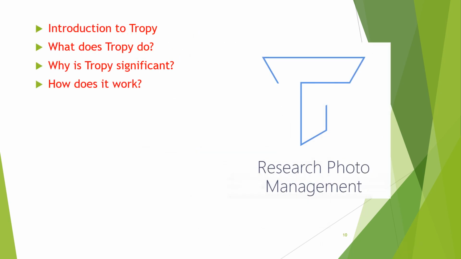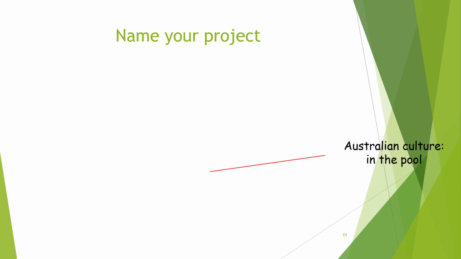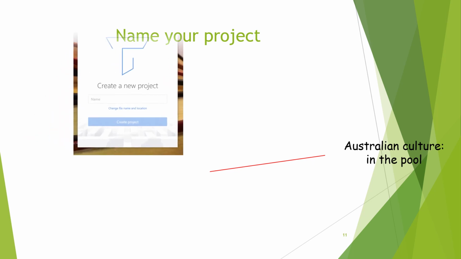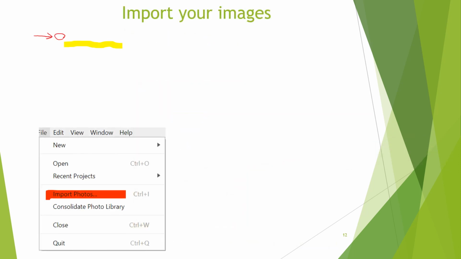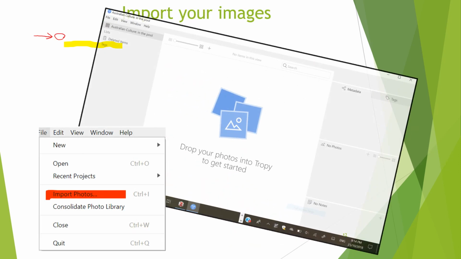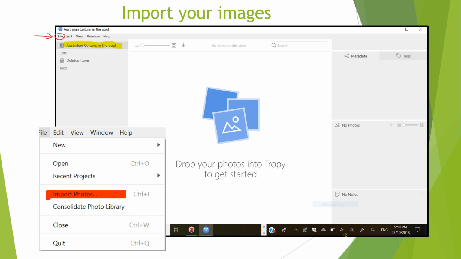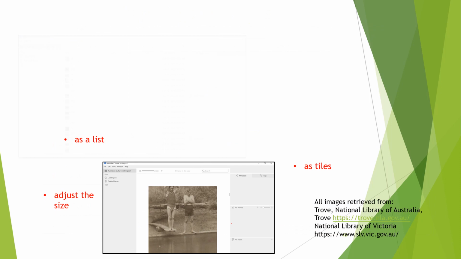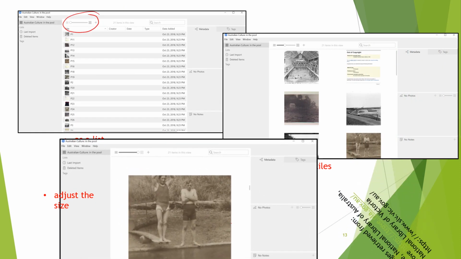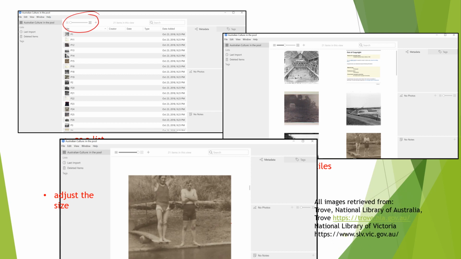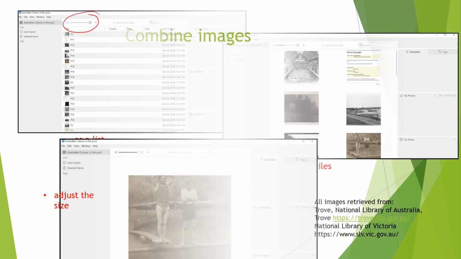How does Tropy work? You have a need to organise some information. This is your project. This box comes up when you open Tropy, click on File, New, Project, and name it. Your project can now be seen at the top. To import your photos, click on File, Import, and your photos will appear in the main pane. There is a display slider at the top of the pane. You can display images as a list, as tiles, and you can adjust the size of your images.